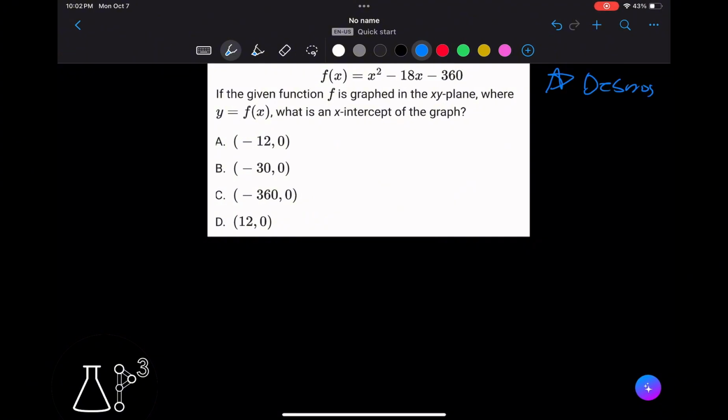So the question shows the following. If the given function f is graphed in the xy-plane where y equals f of x, what is the x-intercept of the graph? So remember, x-intercept is when y equals 0 and x equals any number. So let me write the f of x equation. f of x equals x squared minus 18x minus 360. And we're looking for the x-intercept, so I'm going to make f of x equal 0. So 0 equals x squared minus 18x minus 360.